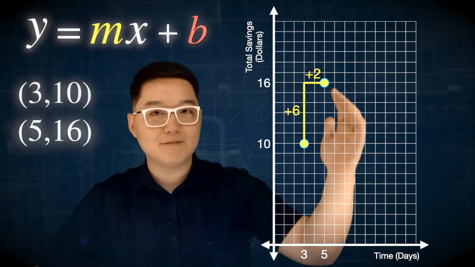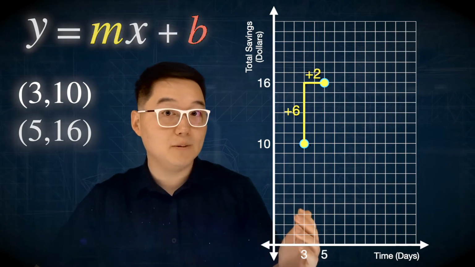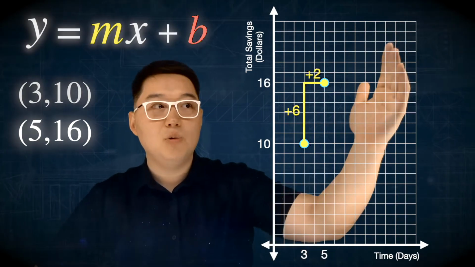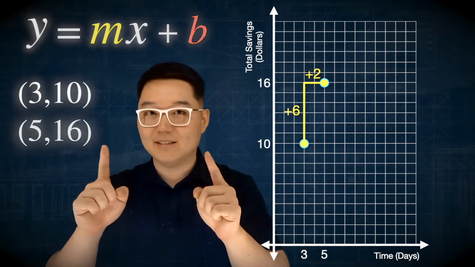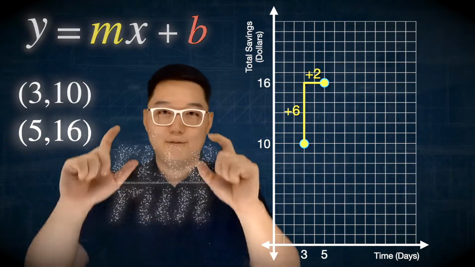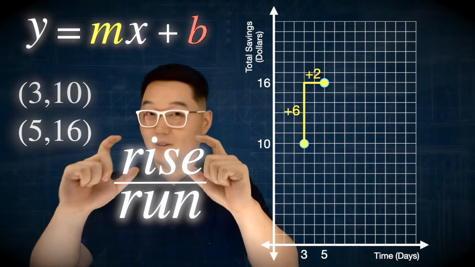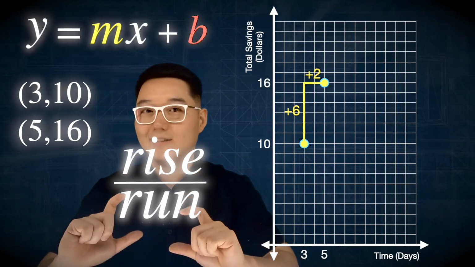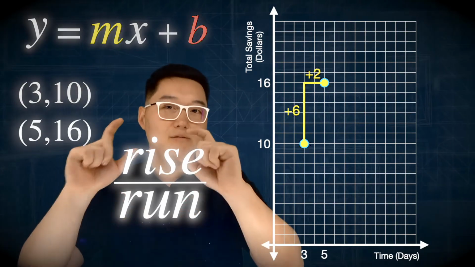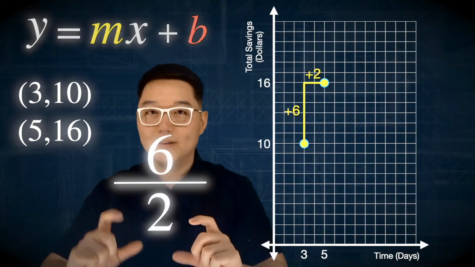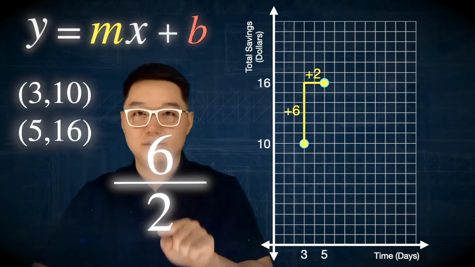So then how can you write that as a ratio or the slope? Since you're gaining $6 in 2 days, we can write that as 6 over 2. The slope is a ratio of rise, how much money you gained or lost, over run, how many days have passed. That's why the slope is rise over run. In this case, 6 over 2. You gained $6 in 2 days.